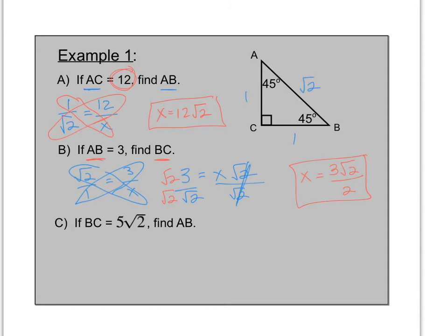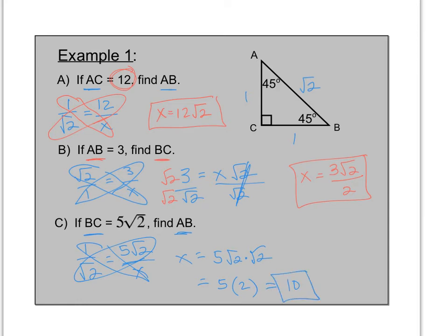Let's try part C. In this case, we're working with BC and AB. BC and AB have a ratio of 1 to root 2. BC is 5 root 2. AB is what we're looking for. Cross multiply. 1 times x is x. Think about 5 root 2 times root 2. Root 2 times root 2 is just plain old 2, so it's really 5 times 2, which is 10. So the length of AB in this case would be 10.